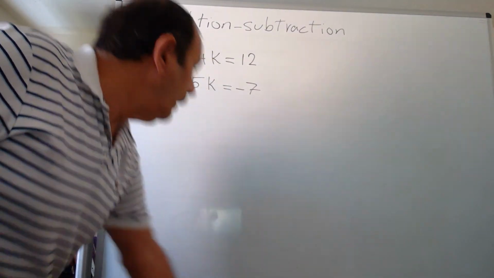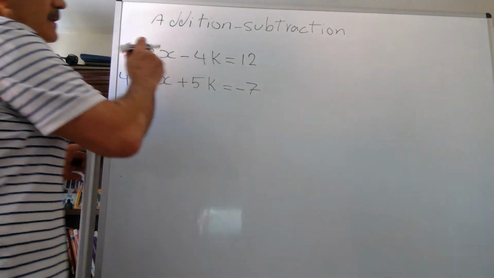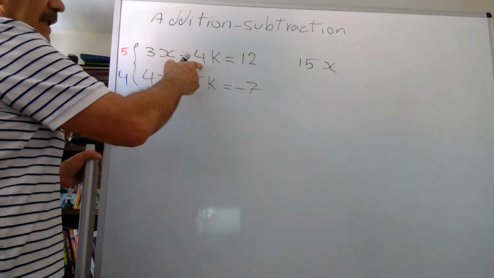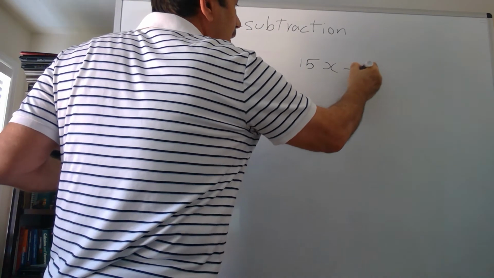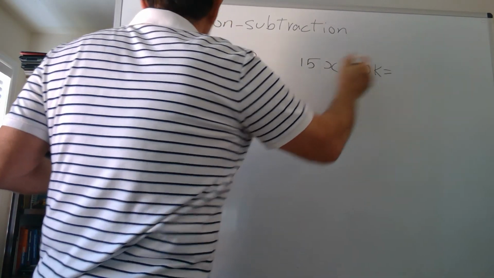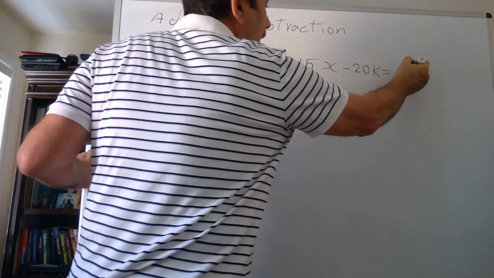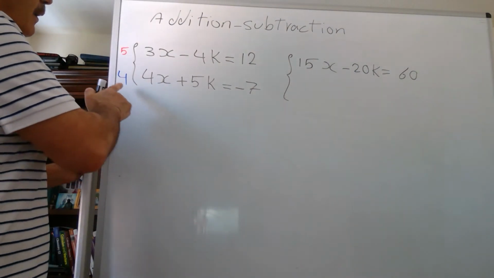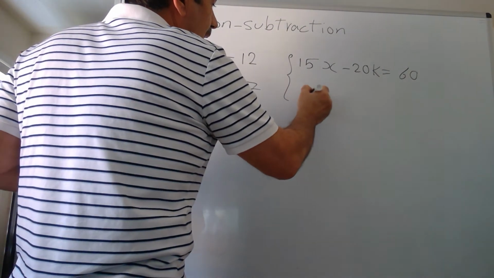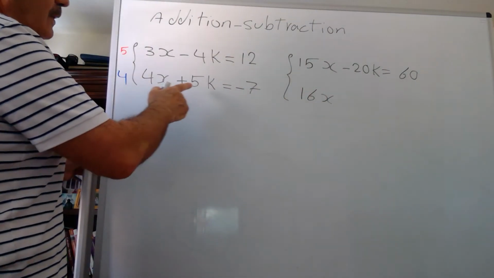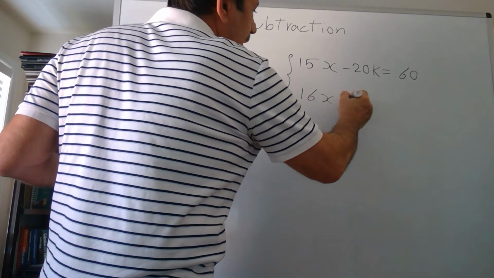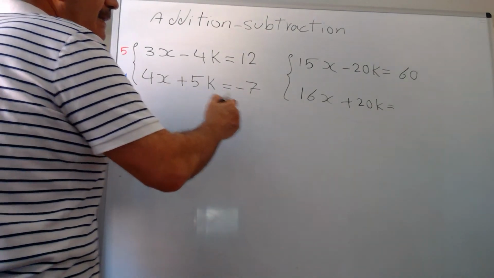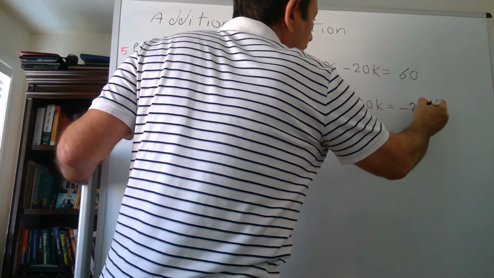So if we continue, it's going to be 5 times 3 is 15x, 5 times negative 4 is negative 20k, is equal to 5 times 12 is 60. What about the bottom one? 4 times 4x is 16x and 4 times 5 is plus 20k, is equal to 4 times negative 7 is going to be negative 28.